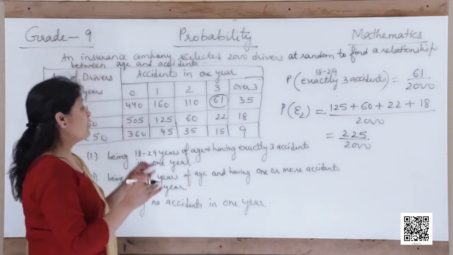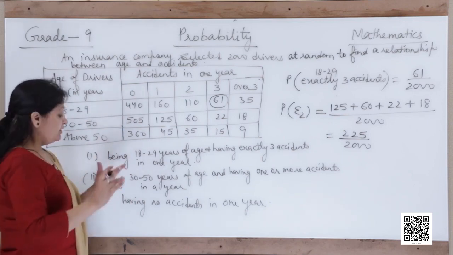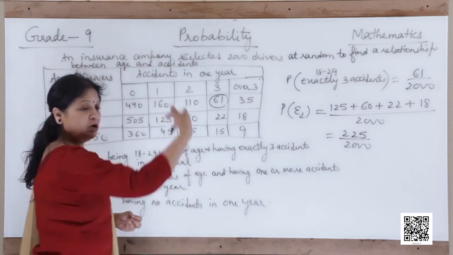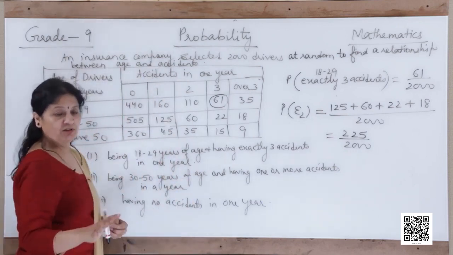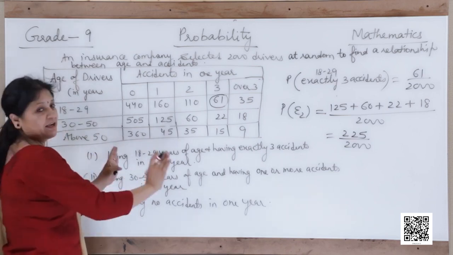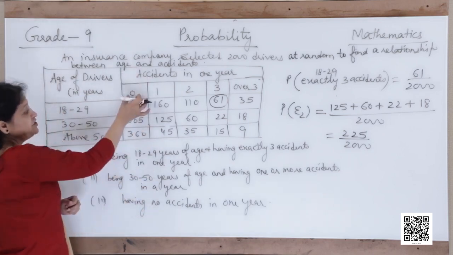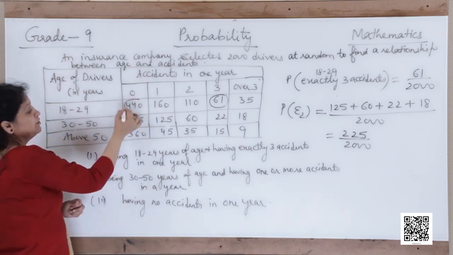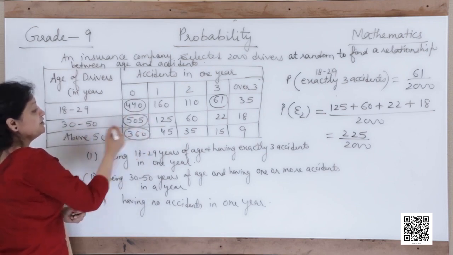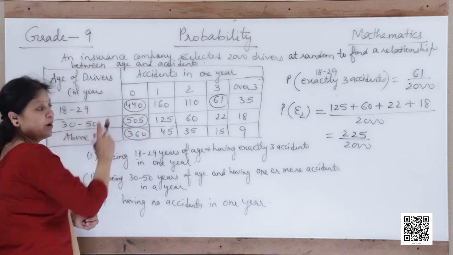Now in this they have not asked for a particular age group. They are asking for no accidents in 1 year. That means all the drivers of any age group with no accidents. So how many drivers are there with no accidents? No accident means zero accidents. Please check: 0 accidents, 18 to 29, 440. 30 to 50, 505. Above 50, 360. That means all these are with no accident.